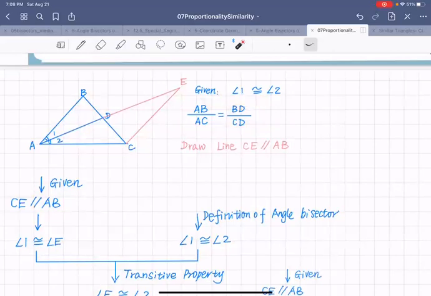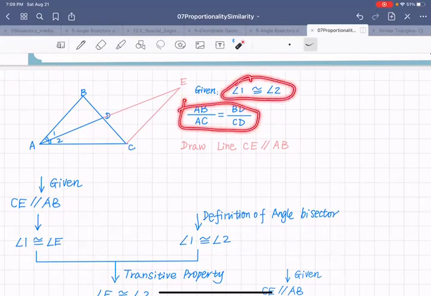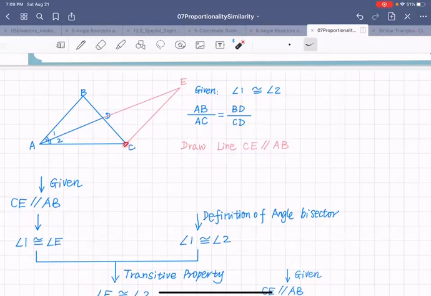Okay, let's see here. Felix, let's see here. If we were given angle 1 equals angle 2, and we want to prove AB over AC equals BD over CD, okay? Now, it's not easy to prove this one by just knowing this. So we will draw some lines. The line I'm going to draw is a line CE parallel to AB, okay? I draw the line CE parallel to AB.